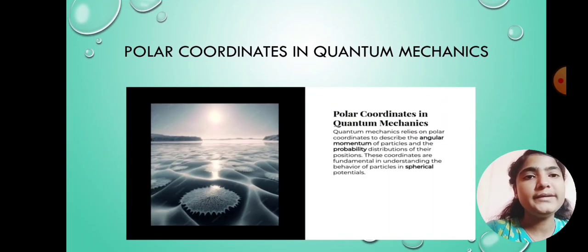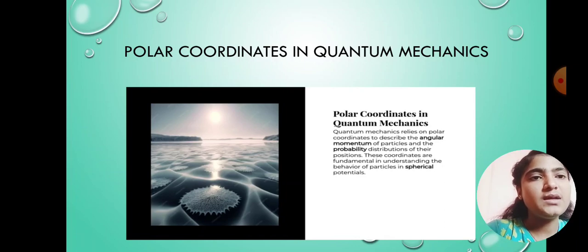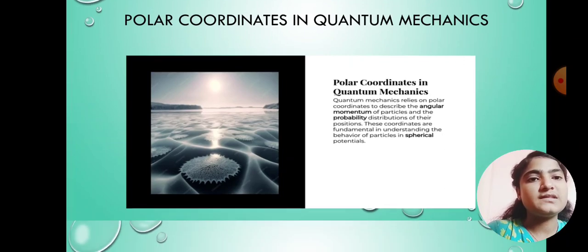Polar coordinates in quantum mechanics. Quantum mechanics relies on polar coordinates to describe the angular momentum of particles and the probability distributions of their positions. These coordinates are fundamental in understanding the behavior of particles in spherical potential. Polar coordinates are useful in describing the angular momentum of particles and probability distributions of their positions. They are also useful in understanding the behavior of particles in spherical potentials.